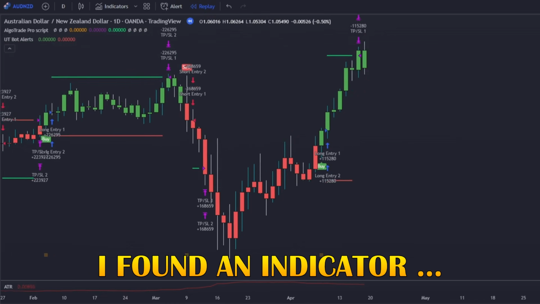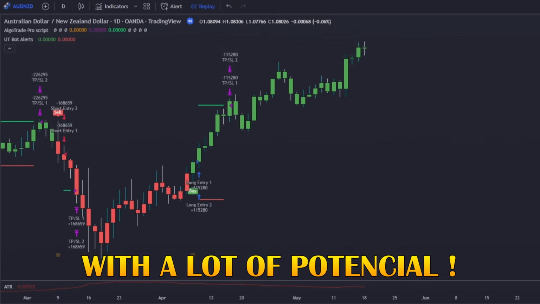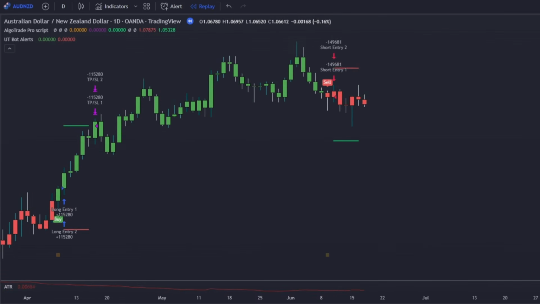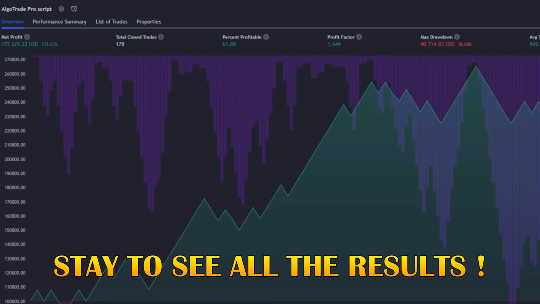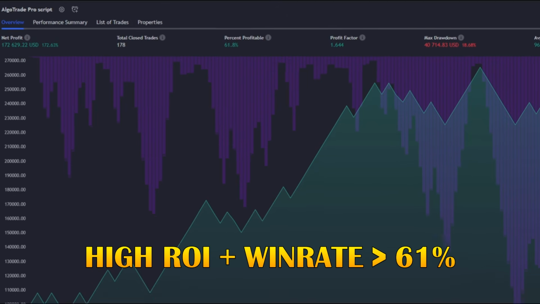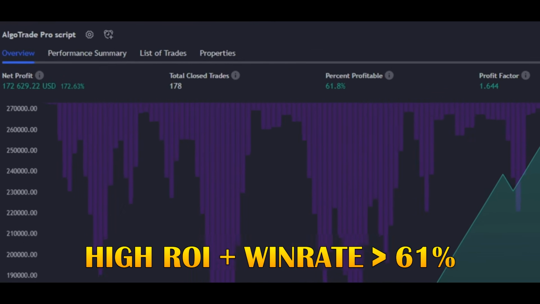Yesterday I came across an indicator that showed me a lot of potential, and so today I will test it 6,000 times to see its performance. Stay tuned to see how this indicator gave me an awesome return with a win rate above 61%.